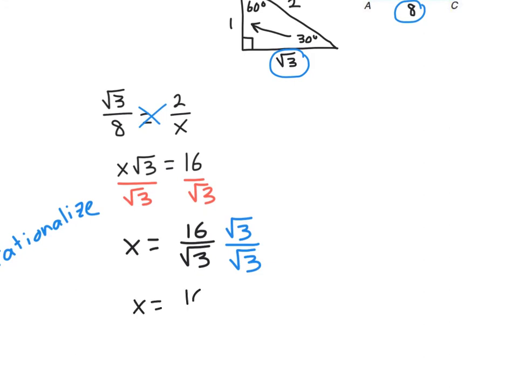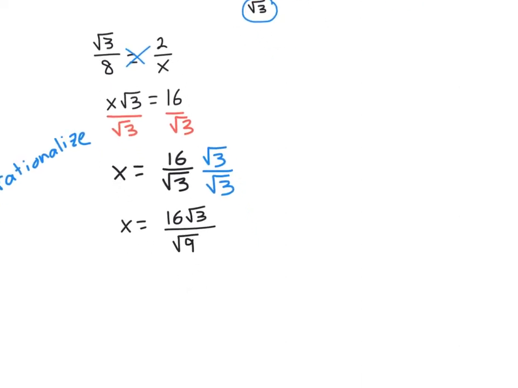So in our numerator, we have 16 times the square root of 3. Here we have the square root of 9, which we will simplify because we know that the square root of 9 is 3. And here I can't simplify these two numbers. Remember, I cannot divide 3 into square root of 3. You can't divide a square root and a normal number. So this is actually going to be our final answer.